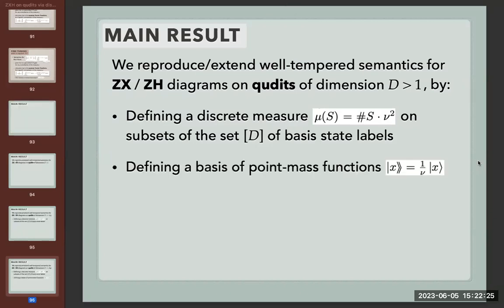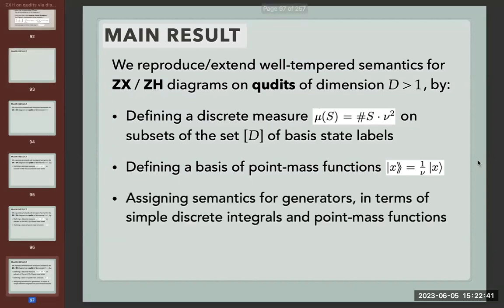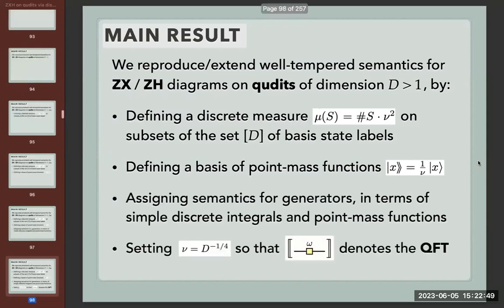You define a basis of point mass functions. That basis is not orthonormalized, but they are orthogonal. They are orthogonal basis functions. And the normalization is tuned in such a way that you get very good interoperation with the integrals. By assigning semantics of the generators as simply as you possibly can in terms of discrete integrals and point mass functions, and setting nu to be d to the negative 1/4, you obtain semantics which extend the well-tempered semantics to arbitrary dimensions. And things work out very nicely.